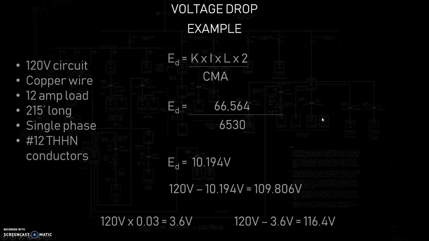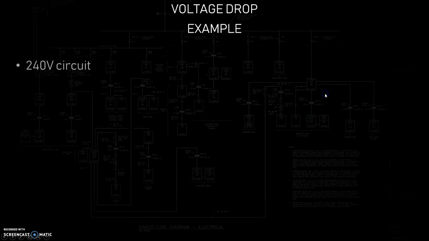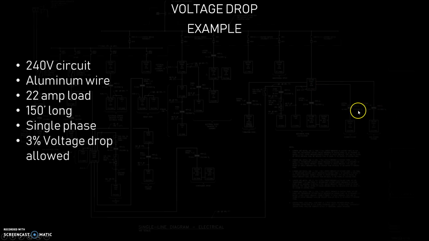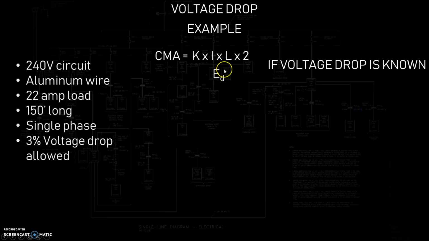Okay. So let's look at the other way around here. Do another example. In this case, we have a 240 volt circuit, aluminum wire, 22 amp load, 150 feet long, single phase, and we're going to allow 3% voltage drop. So what's the difference here, right? Well, which formula do we want to use? We know that we want to go ahead and use this formula here, right? Because we don't know what our wire size is. I do know, I said 3% voltage drop is allowed. So we know what the voltage drop is going to be, or we can figure it out here pretty quickly.